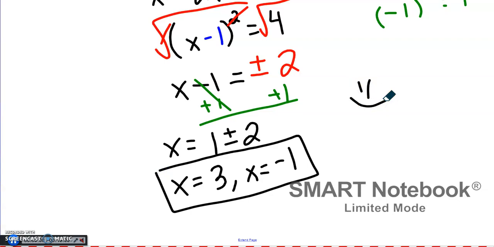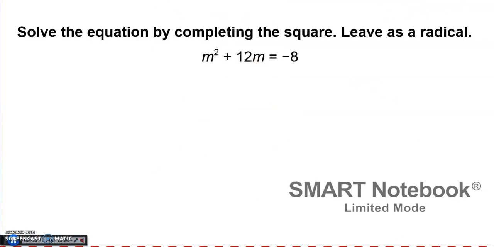Let's solve this equation by completing the square. And again, we're going to leave it as a radical if we get one. So we have m squared plus 12m is equal to negative 8. I notice I already have a binomial on the left-hand side with my quadratic and my linear term, and my constant is over on the right-hand side. This is perfect. So now we're going to take half of b.